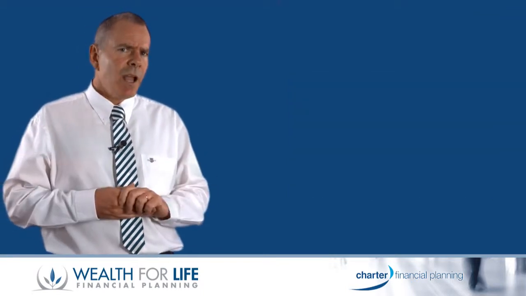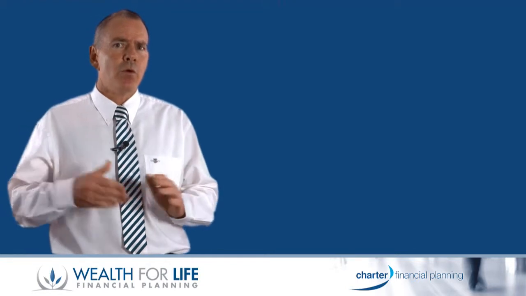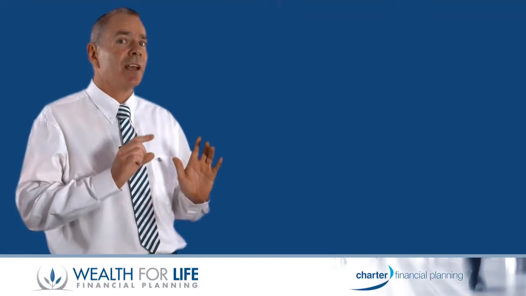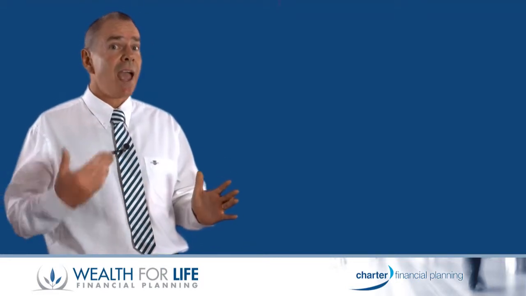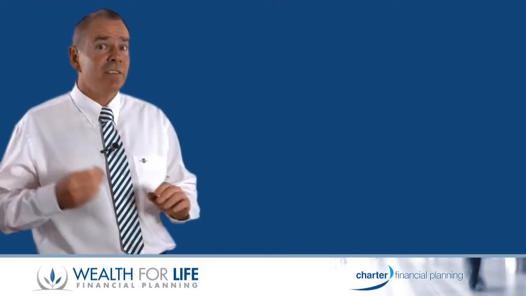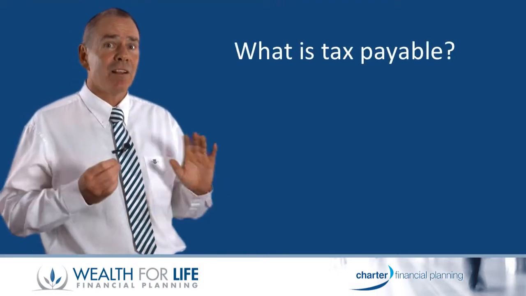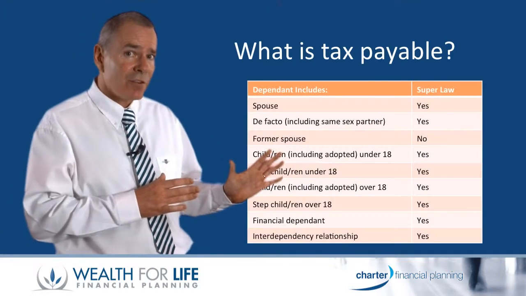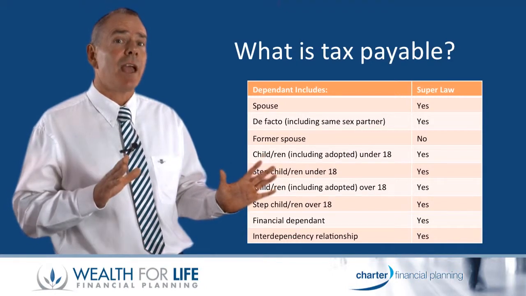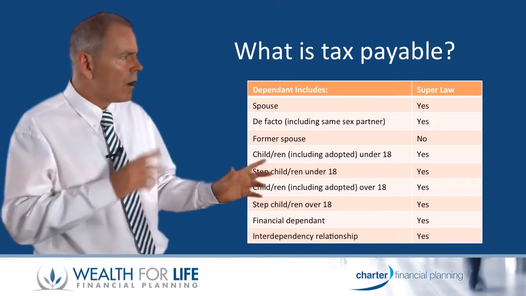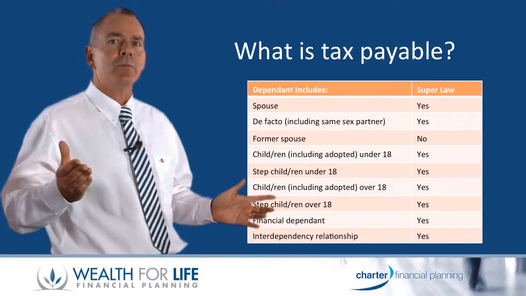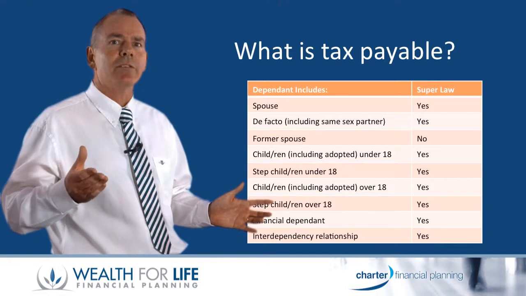So now we know the SIS Act defines who is a dependent, but interestingly, it's the Income Tax Assessment Act that determines the tax benefit paid from the superannuation. The Tax Act has a different definition of dependents, so let's have a look at the chart again to see where the Tax Act differs slightly in its definition of who pays tax and who does not. Now, I've highlighted on this chart that adult children and adult stepchildren will pay tax on superannuation death benefits.